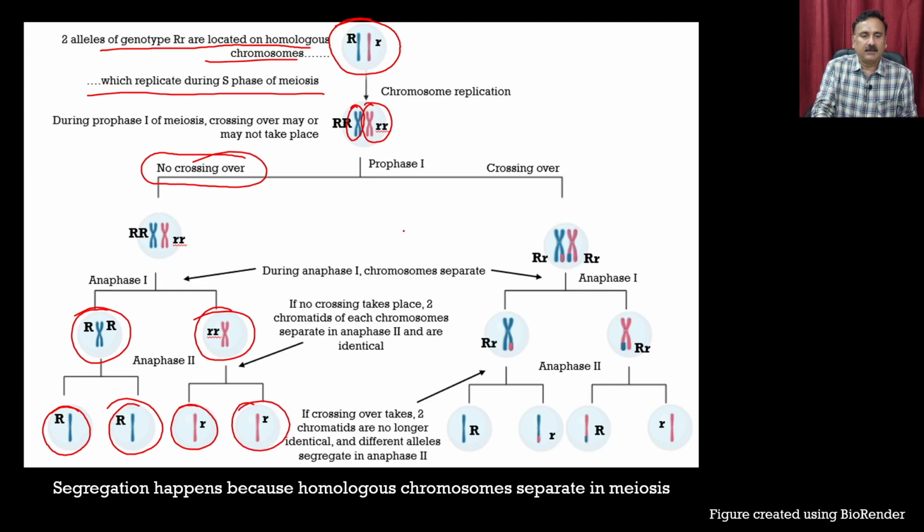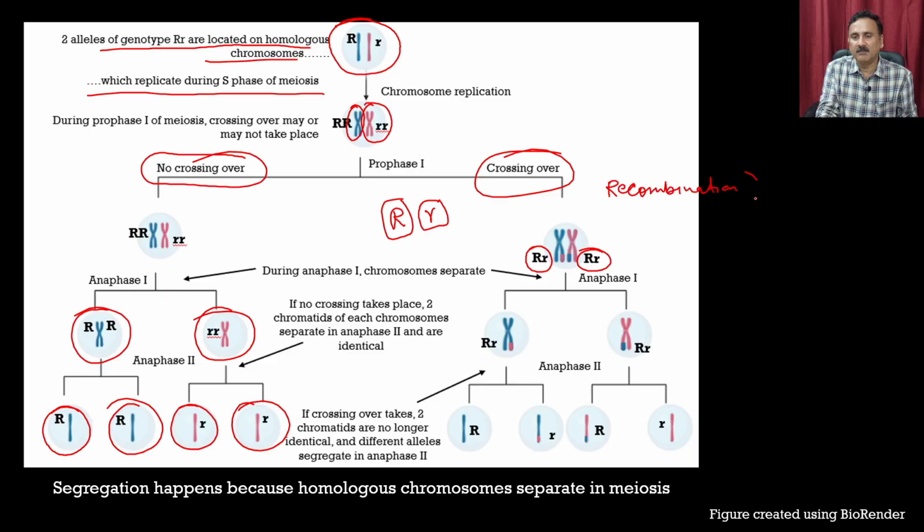If there is a crossing over, then some portion of R and some portion of small r are going to be mixed with each other, and that's what we discussed when we were talking about recombination and crossing over in the previous lecture, right? Then it is going to give you a hybrid genotype, R and small r, and when this separates, it is going to give you R and small r.